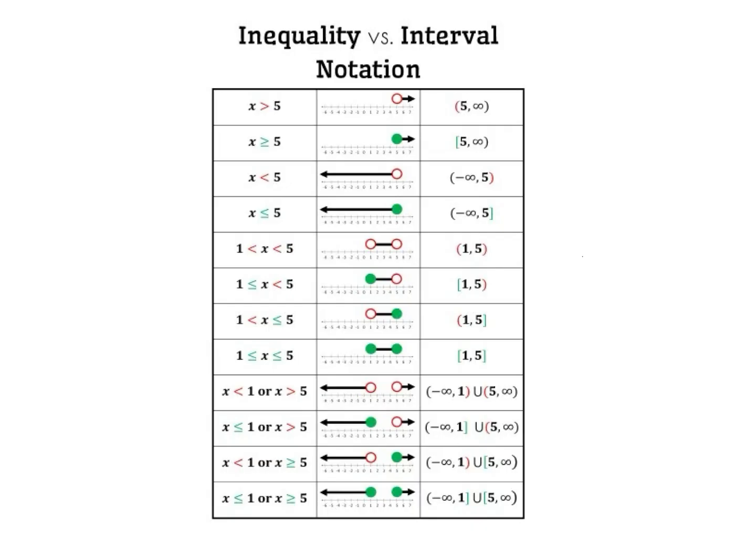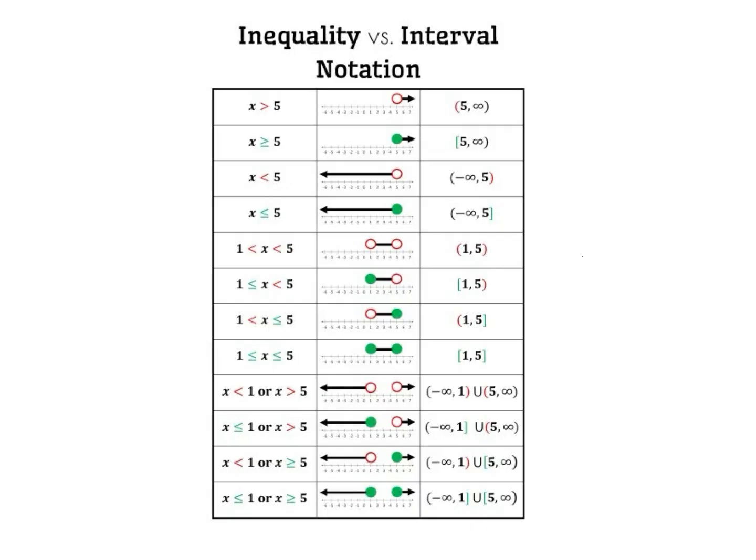If something goes to infinity, so if there's an arrow showing that it keeps on going, then we always use parentheses with infinity and negative infinity. Those are kind of the real things you need to know.